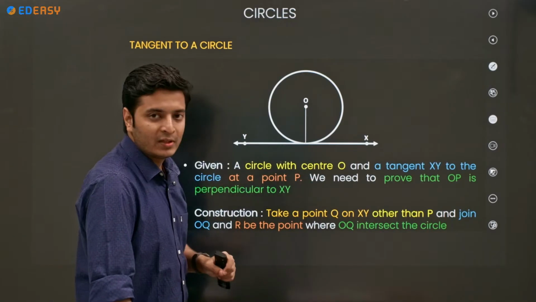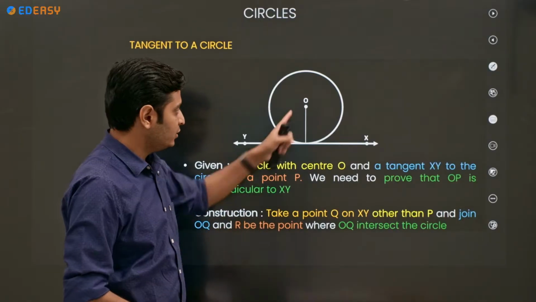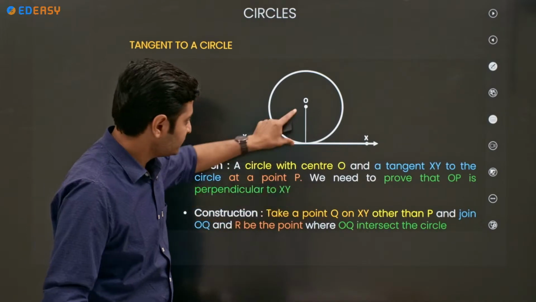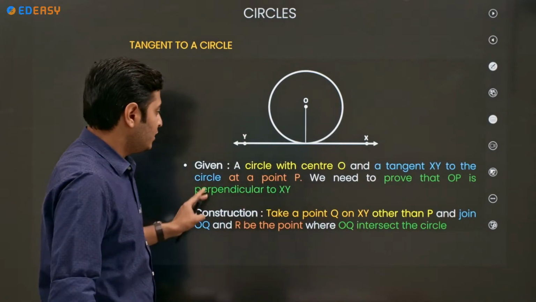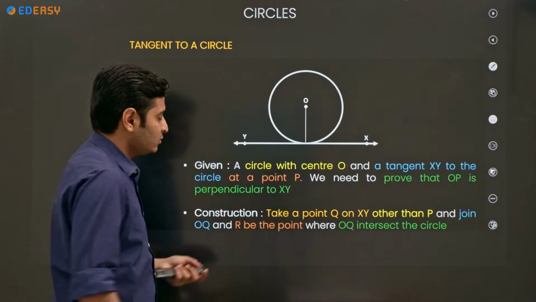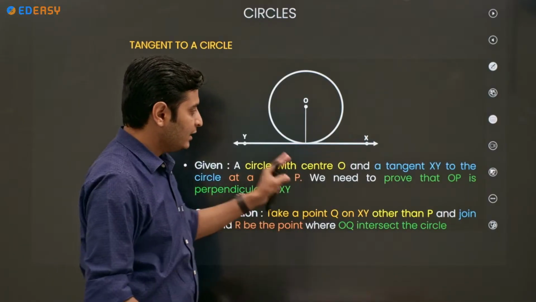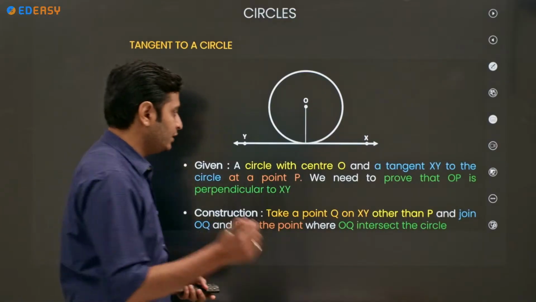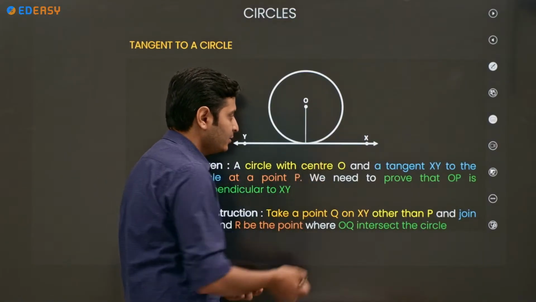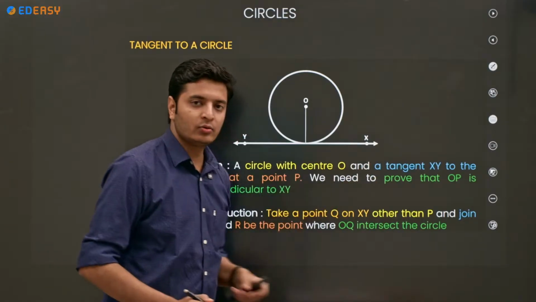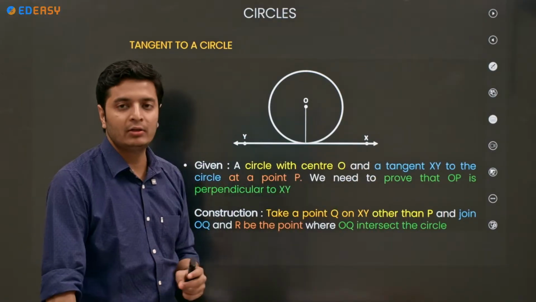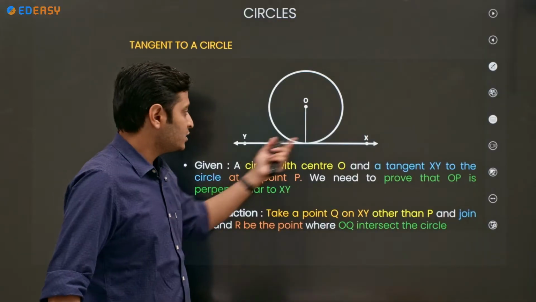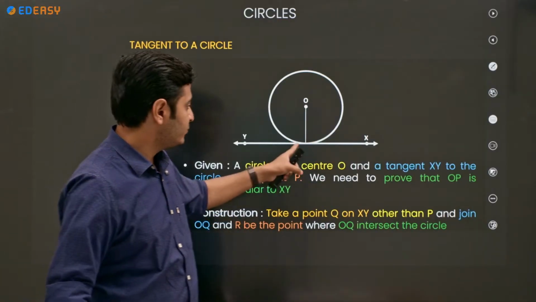Suppose this one. Now, according to the statement, we need to join this center and this point of contact. Okay, we are going to join them. Now, at the point P, so this is point P here. We need to prove that OP is perpendicular to XY. So we need to prove that OP is perpendicular to XY. This is what we need to prove, and this is what we are considering. O is the center point, XY is the line, and P is the point of contact.